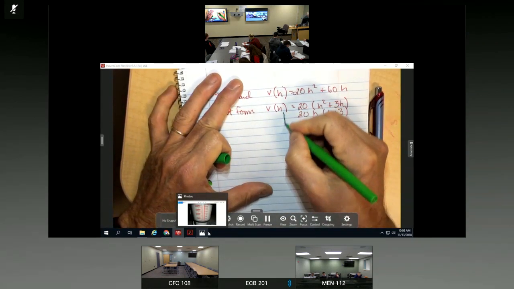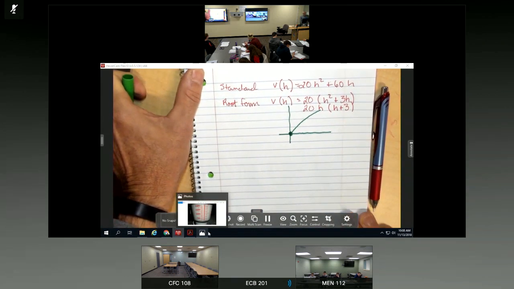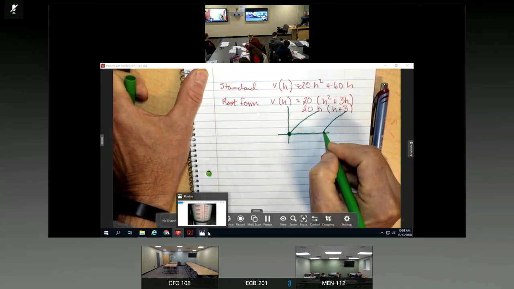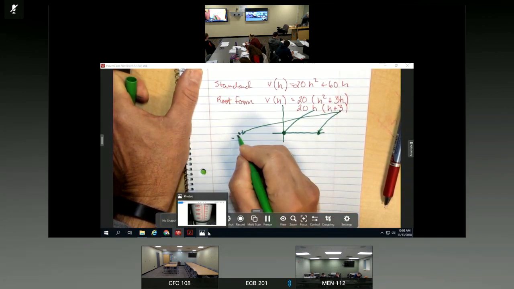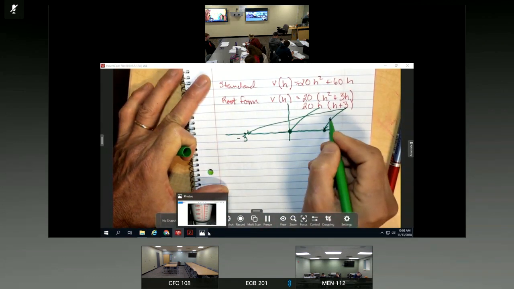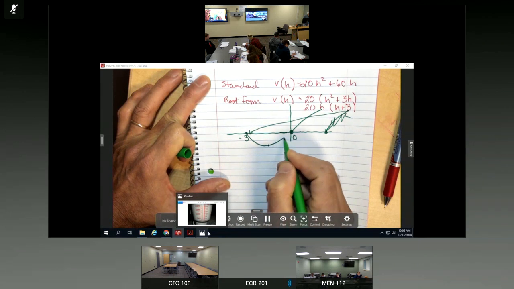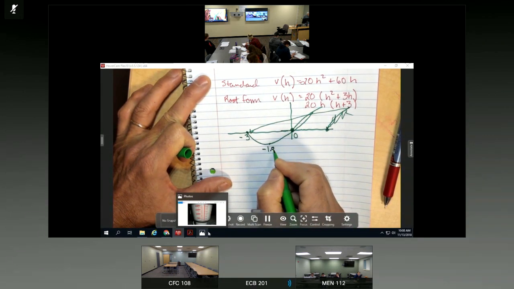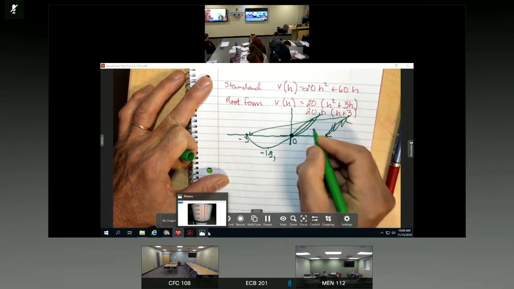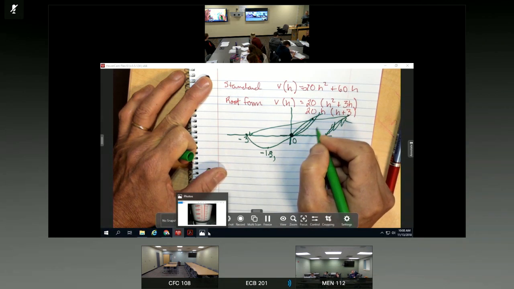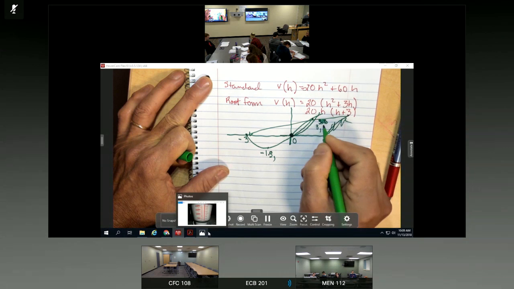So if we're going to graph that, this tells us we go through the point 0, 0. This tells us we go through the point, oops, wrong side, negative 3, 0. So our minimum volume is halfway between those two, negative 1.5. I don't know what that minimum volume will be, but we keep on increasing so that at 0, we're at 0, and at 3 high, we're at 360 milliliters.